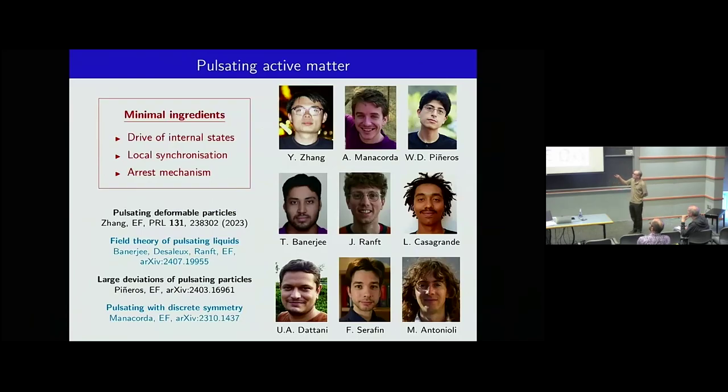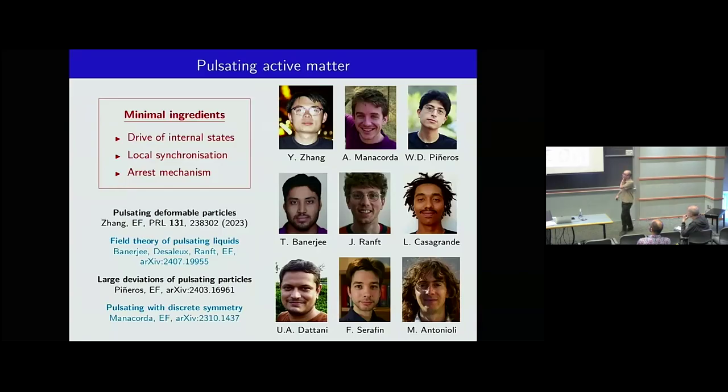You need a drive, right? But instead of driving the displacement of particles as you do in motile active matter, here we drive some internal states which regulate interactions between the particles. You need a local synchronization which will promote order. And finally, you need an arrest mechanism which can compete with synchronization and drive to yield patterns. But importantly, this arrest mechanism is indeed the important ingredient which will break the rotational invariance at the hydrodynamic level.